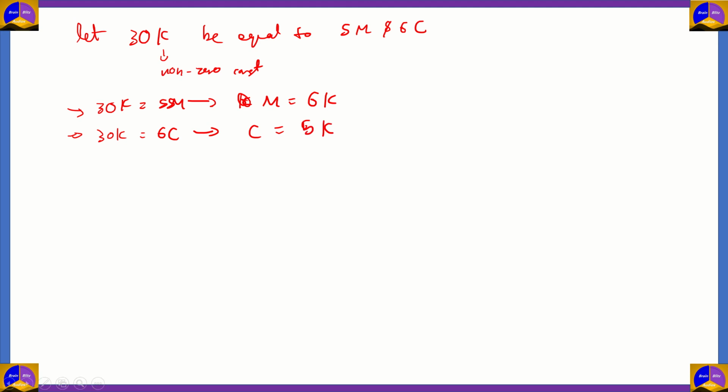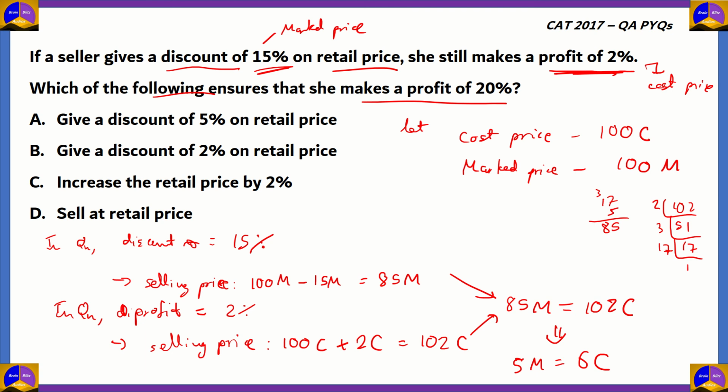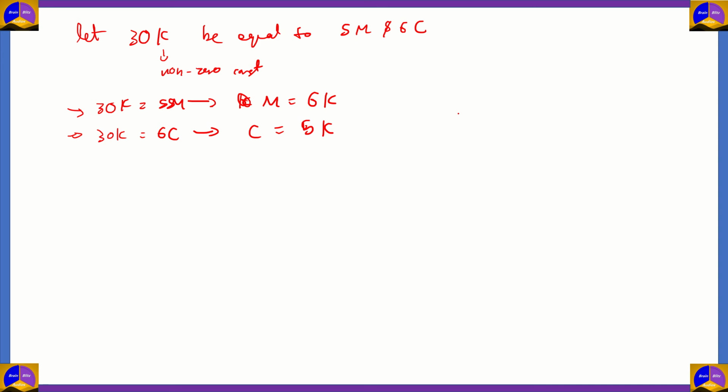All right, and you might be wondering, why did we take 30? Because 30 is the lowest common multiple of 5 and 6, so we take the LCM of 5 and 6 to get 30, and we put in a constant K in order to make our calculations easier. Now let's look at the new profit, or the profit that we want her to make. We need to make sure that she makes a profit of 20%. So the required profit on the seller's sale is 20%.